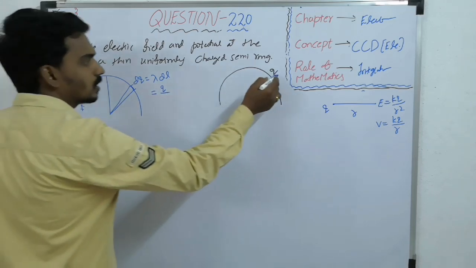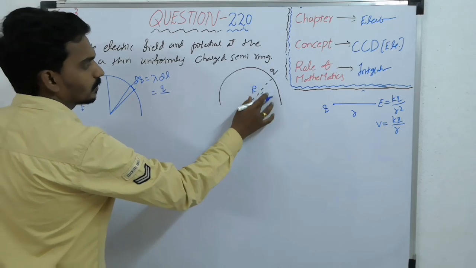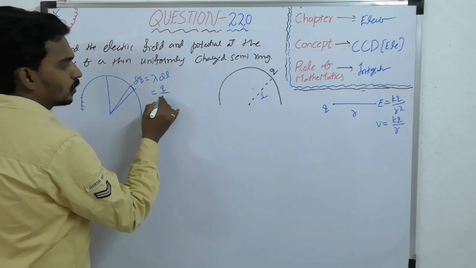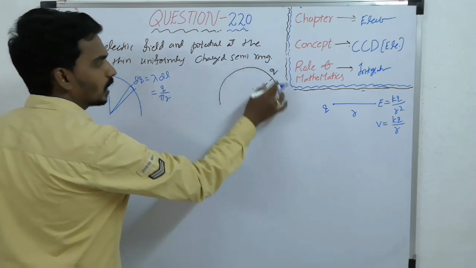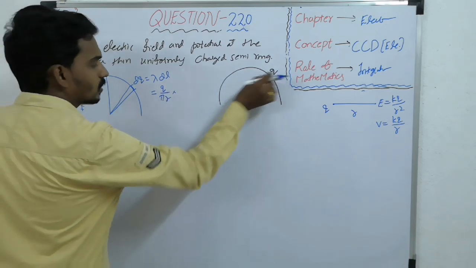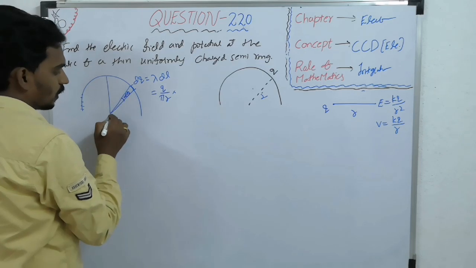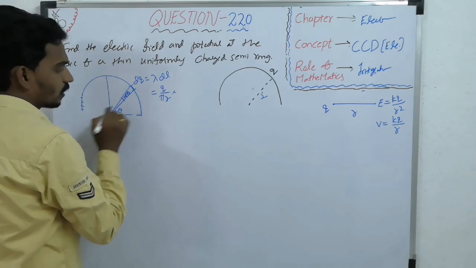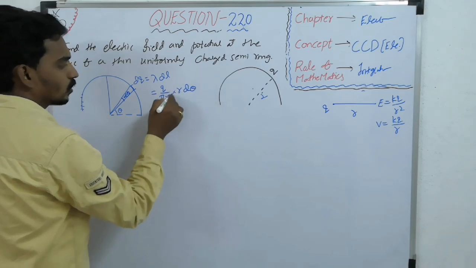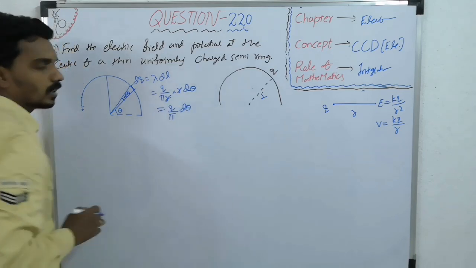What is the total charge given? Q. Let's take the radius as capital R, small r, anything. Now Q by pi r, the total length is pi r. So lambda is Q by pi r, and this small length dl, let's take this angle d theta at an angle theta, will become r d theta. So r gets cancelled. So Q by pi d theta.